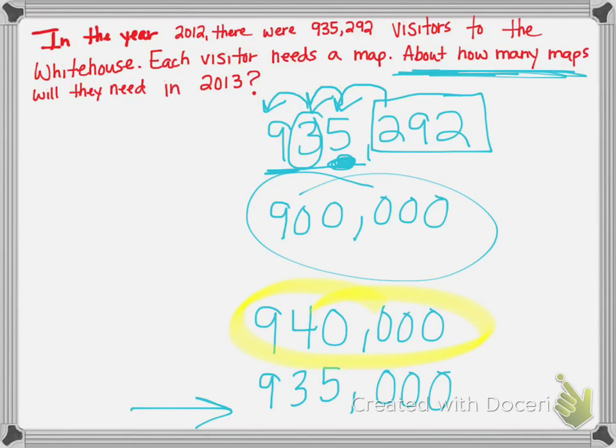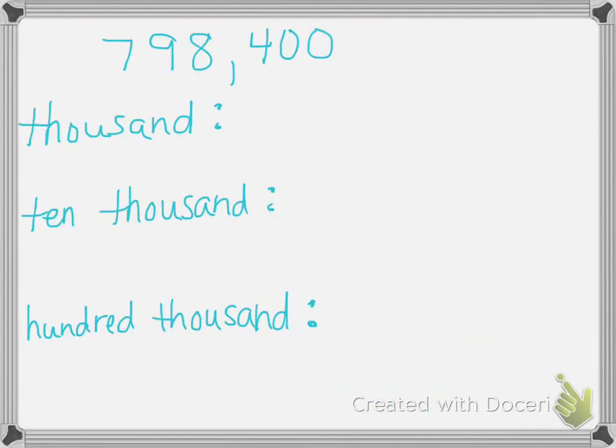I'm going to skip my statement here just so I can speed this video along. But normally this would be a redraw, right? So your statement would say the White House would need about 940,000 maps in 2013. All right, last one. I'm giving you a tricky one here because you might see something like this on your exit ticket. You are being asked to round to the thousands place, to the 10,000s place, and to the 100,000s place with this number on the top.